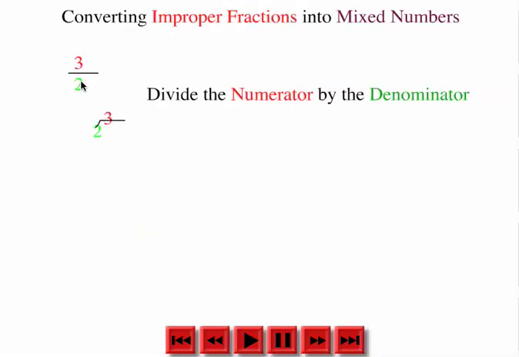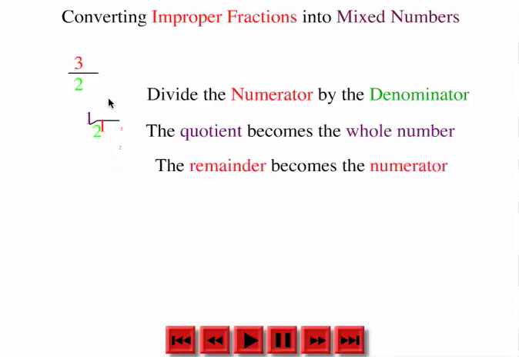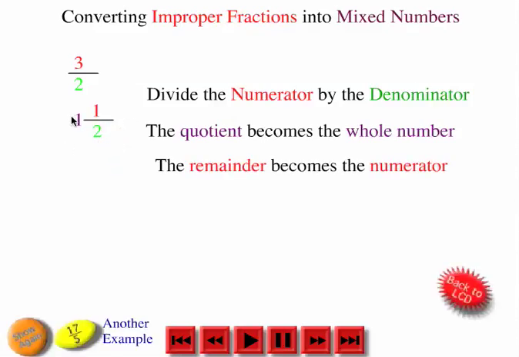So 3 over 2 is 3 divided by 2. So 2 goes into 3 once. 1 times 2 is 2, and the difference, or the remainder, is 1. So the quotient is the whole number, and the remainder is the numerator. So 1 and 1/2.